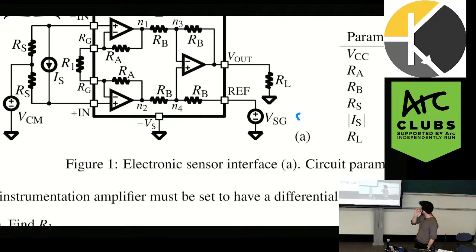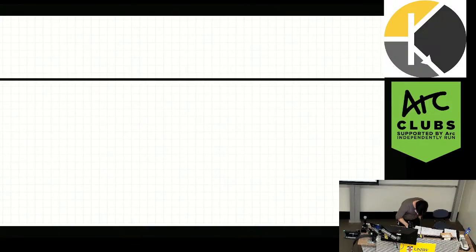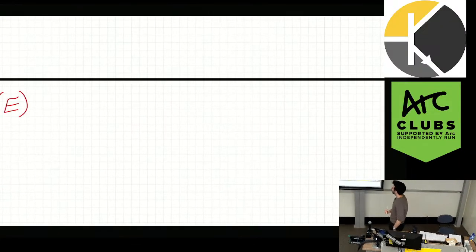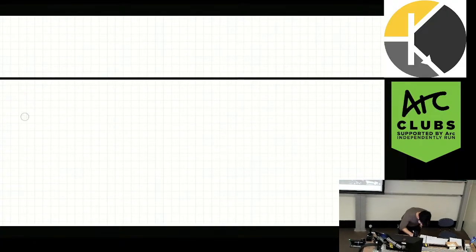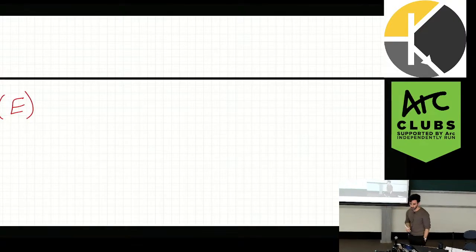So how could I make VSG adjustable? What's a simple way? Any ideas? Potentiometer, yep. So potentiometer is a good idea. Do I just use a potentiometer? You could. But we want to make it biased around a very particular point. So would it work? You'd have to find a very specific potentiometer, wouldn't you? Yes.